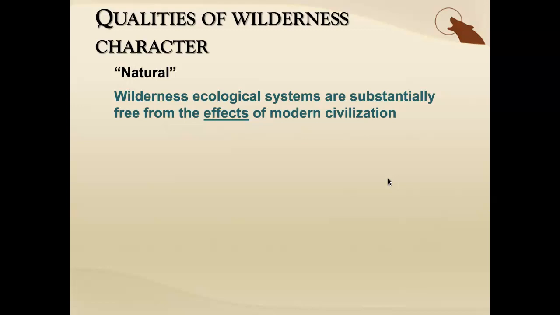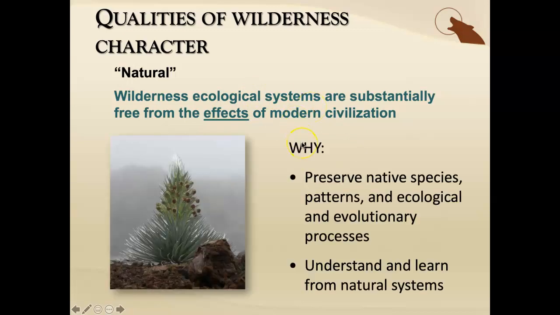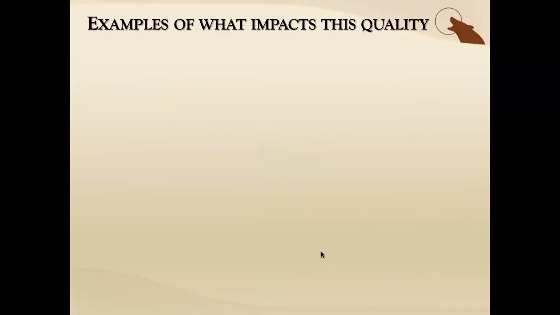Another way to think about this is that wilderness ecological systems are substantially free from the effects of modern human civilization. Why do we do this? It's to preserve native species, to preserve ecological patterns and ecological and evolutionary processes that might be impacted too much by the presence of humans or human development or the impacts of humans. A reason why we do this is because we want to understand and learn from natural systems. So there is a scientific value for preserving this natural quality of wilderness character.